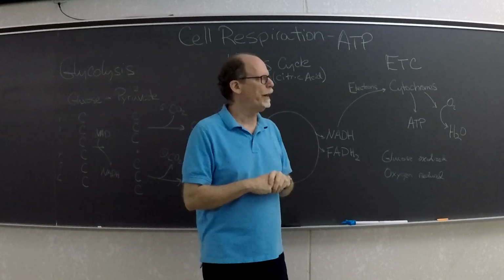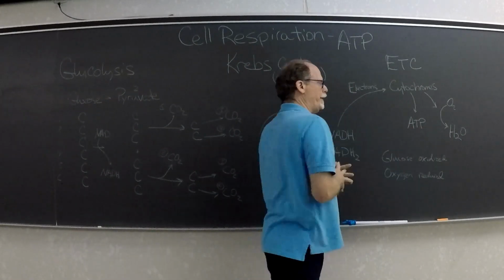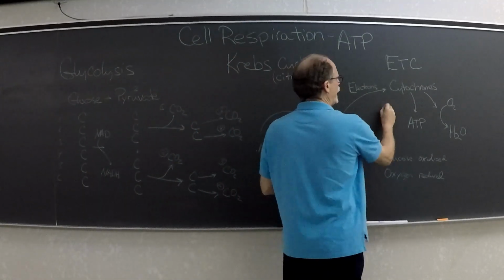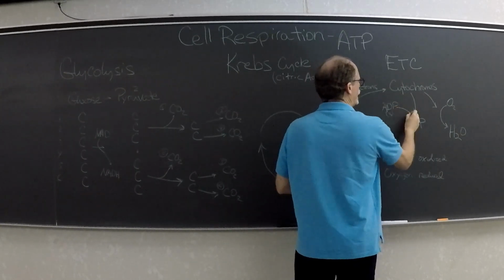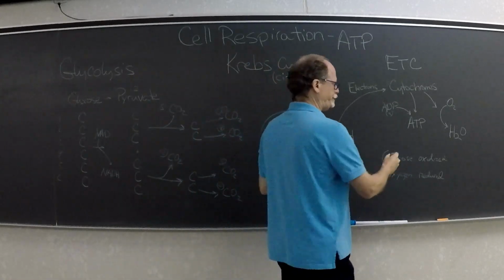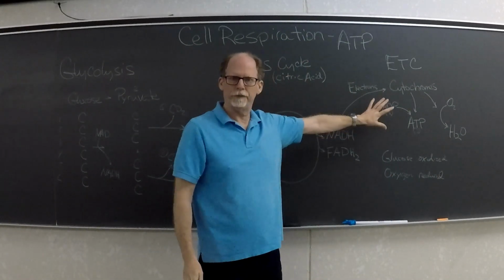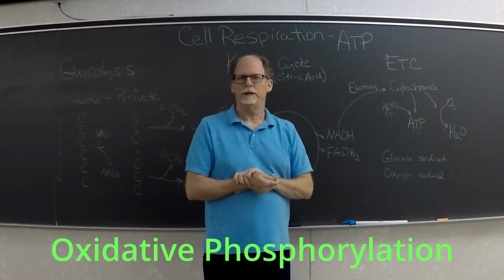It gets charged up. Then you release the charge, and you can convert ADP, which has 2 phosphates, and it becomes ATP with 3 phosphates. It's referred to as oxidative phosphorylation when you make ATP with the electron transport chain.